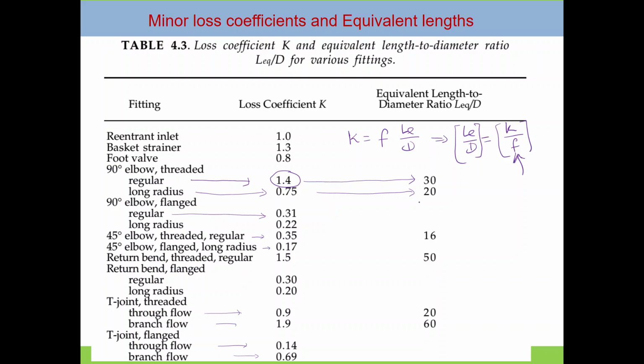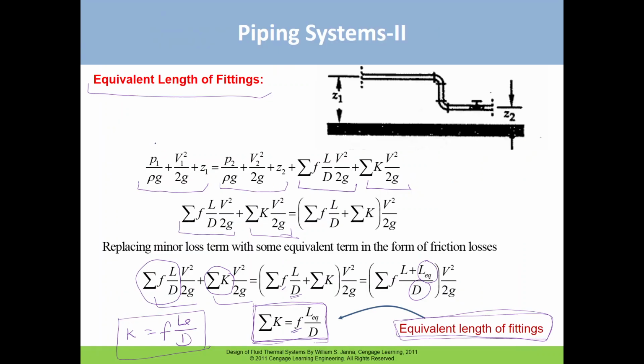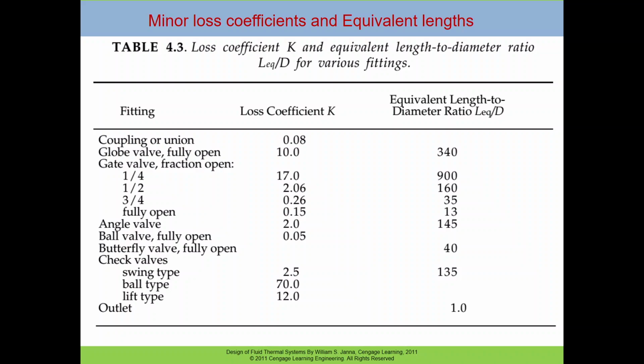Now we have two options, because this table provides LE over D for certain fittings, not all fittings. If you want to use the Bernoulli equation for your network, then instead of using the expression in terms of K, you can use the expression in terms of LE over D, and LE over D can be seen in the table. These are the further values for LE over D corresponding to the loss coefficients.